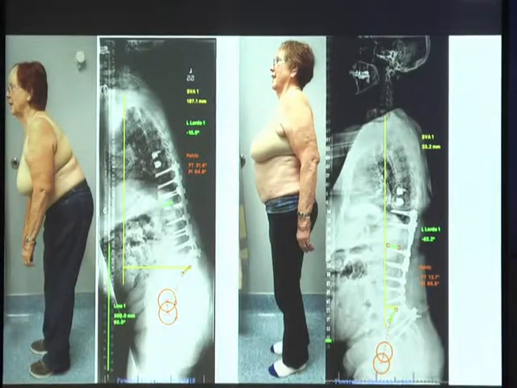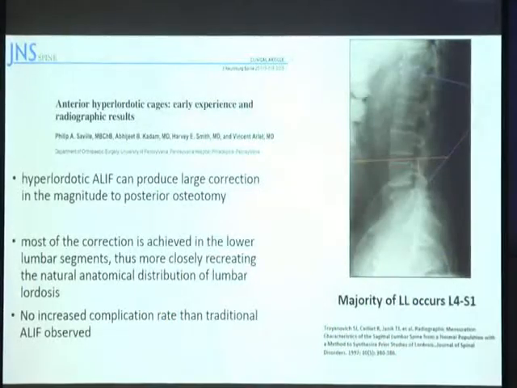And most importantly, the clinical outcomes, including her walking tolerance and back pain, improved. This is not a new experience. There have been publications on the use of hyperlordotic ALIFs producing large corrections, in the magnitude of posterior osteotomies. Most importantly, most of the correction is achieved in the lower lumbar segments, and this creates the natural anatomy and lumbar distribution of lordosis. There were no increased complications compared with traditional ALIF.